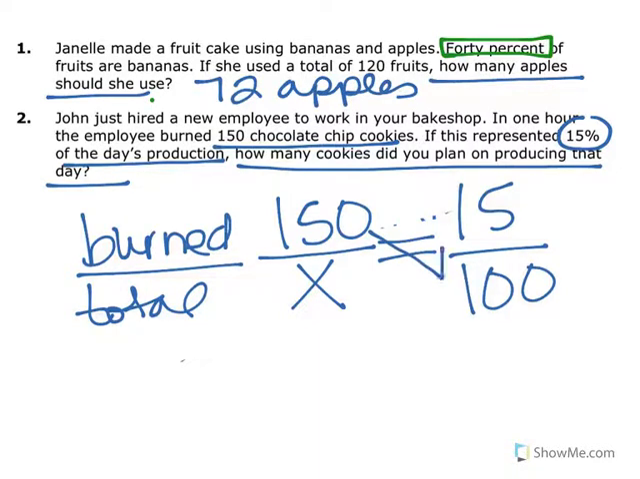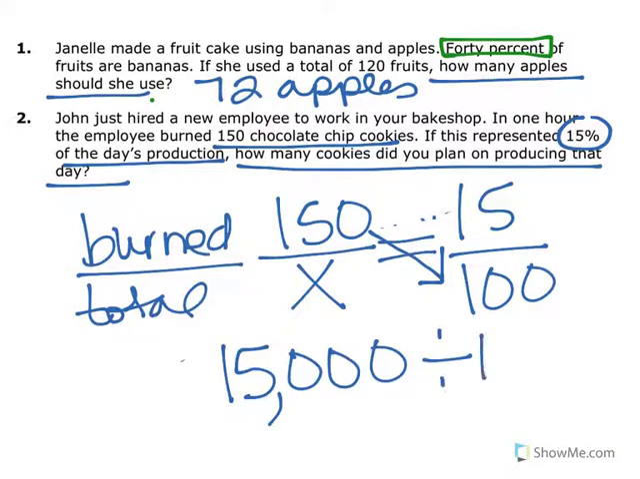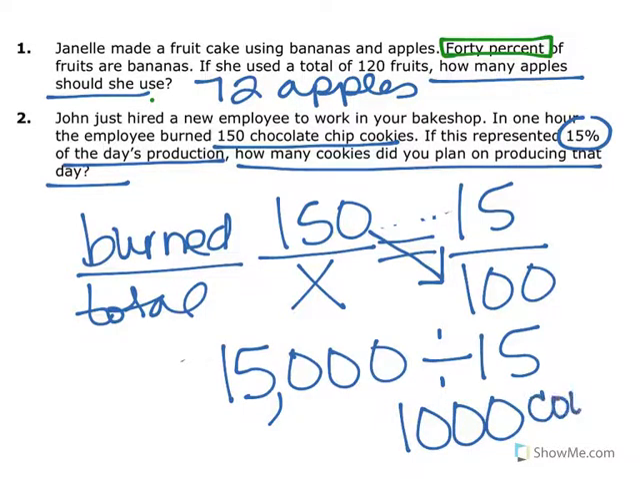So we're going to cross multiply. So we get 15,000. And then we're going to divide 15,000 by 15. And we get 1,000. So my answer is 1,000 cookies that were going to be produced that day.